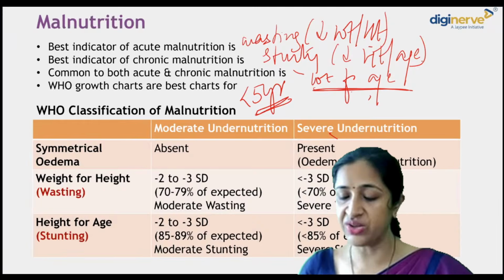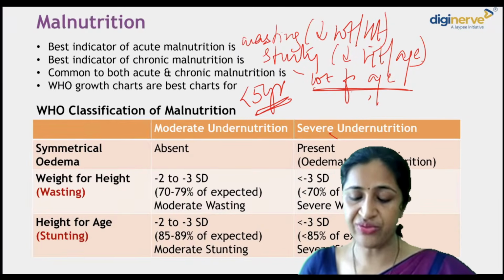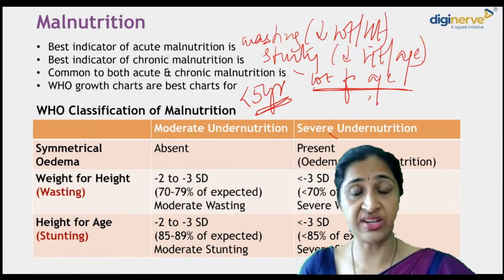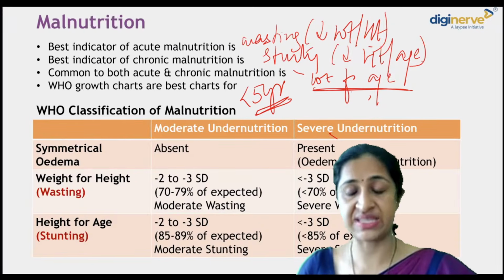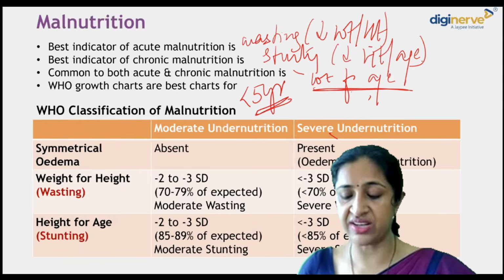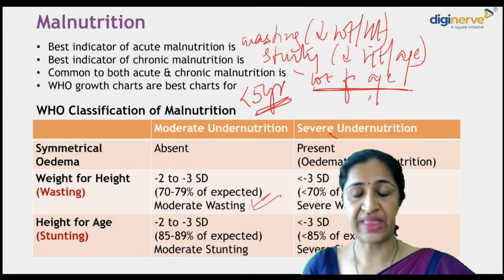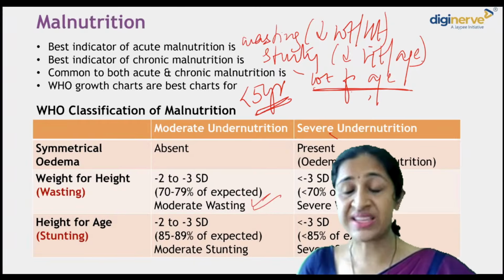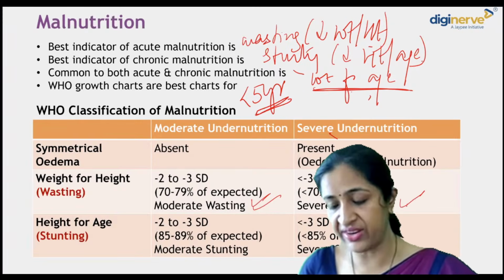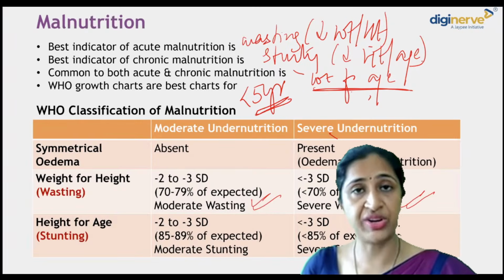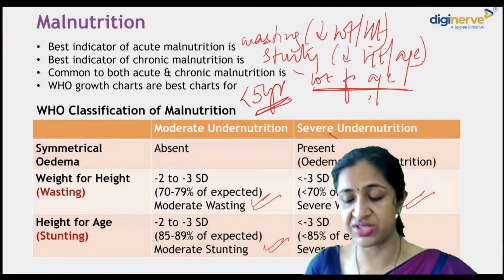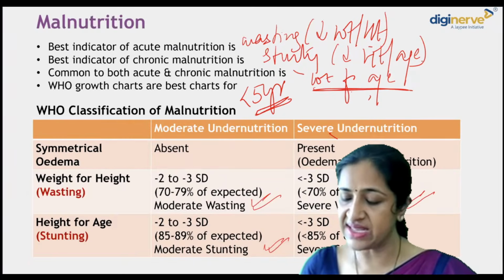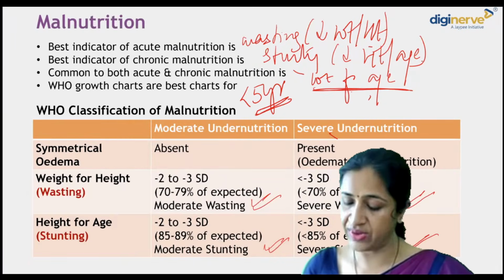Now, WHO classification. What is malnutrition? You have undernutrition, moderate and severe. If you have edema, it is severe undernutrition because it suggests kwashiorkor. If weight for height is between 2 to 3 standard deviation, it is moderate wasting. And if it is less than 3 standard deviation, it is severe wasting. If height for age, if there is stunting and this is between 2 to 3 standard deviation, it is moderate stunting. Anything less than 3 is severe stunting. Okay.